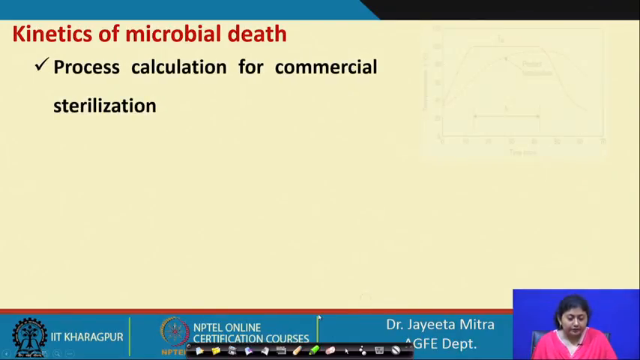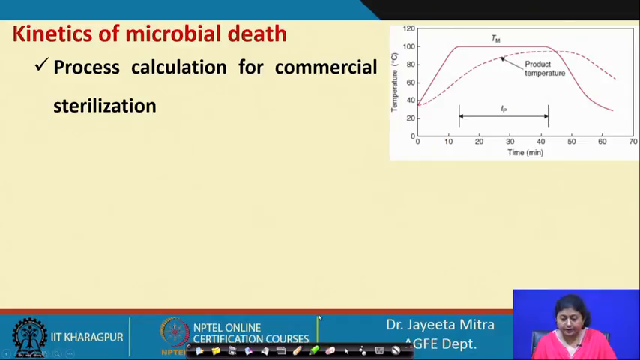So, process calculation for commercial sterilization. Ideally, if we look into the profile of temperature, we know that it has to start from a certain product temperature, and as the heating continues it should increase. Then at the start of the holding it should maintain that particular temperature Tm at which the processing should be done ideally, and then it lowers again to cool it.